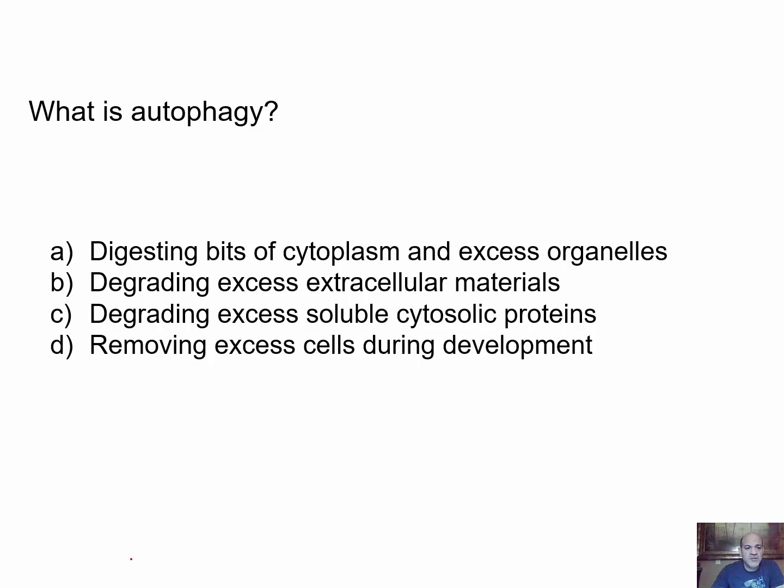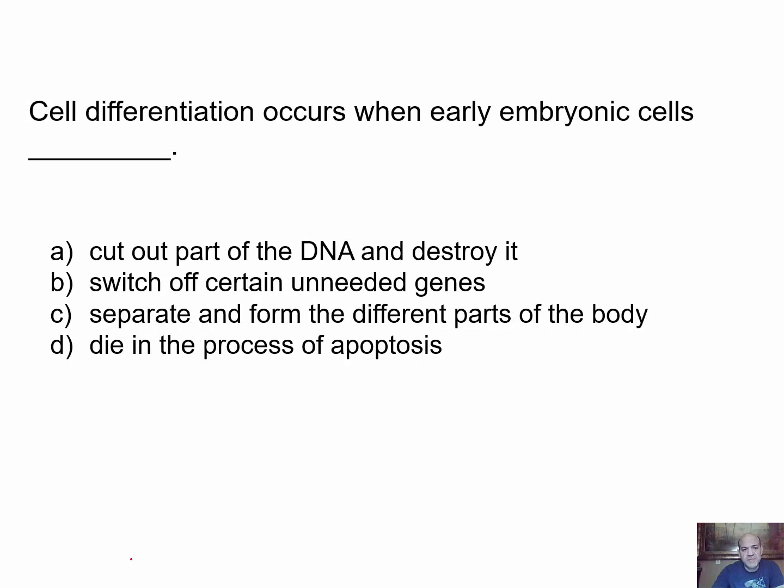Looking at a practice question here: what is autophagy? Is it A, digesting bits of cytoplasm and excess organelles? B, degrading excess extracellular materials? C, degrading excess soluble cytosolic proteins? Or D, removing excess cells during development? And then, cell differentiation occurs when early embryonic cells: A, cut out part of the DNA and destroy it? B, switch off certain unneeded genes? C, separate and form different parts of the body? Or D, die in the process of apoptosis?